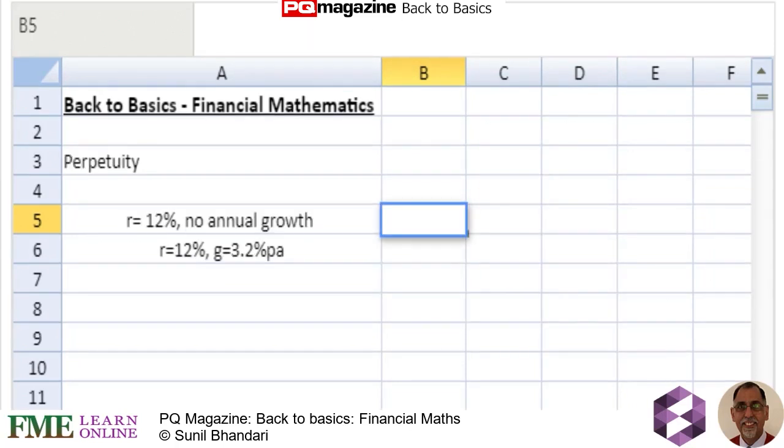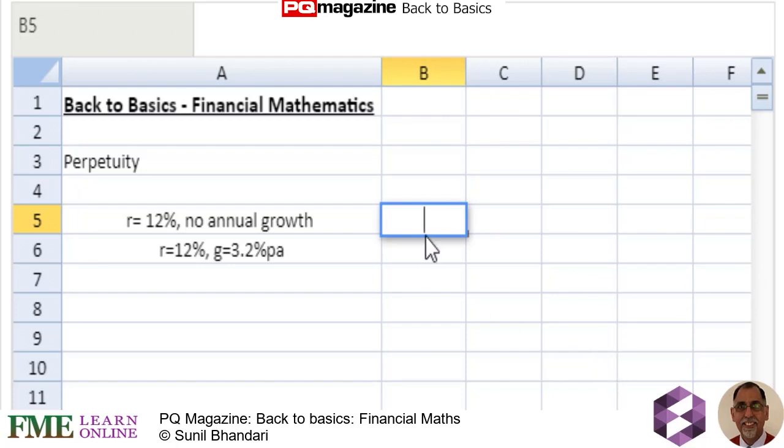Okay, so let me turn my attention to the perpetuity, the cash flow that starts at time 1 and continues forever. Used quite a lot in business valuation questions. So let me start with the perpetuity with no growth. And you've got my example here showing a 12% cost of capital.